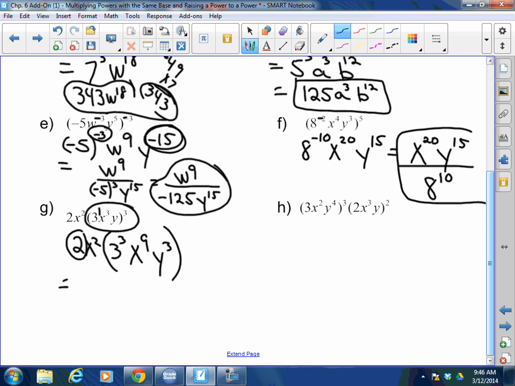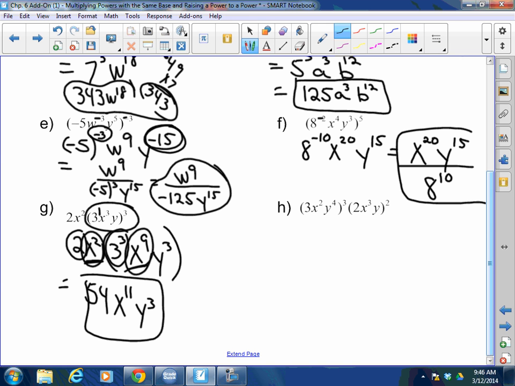First, do the numbers. What's 3 cubed? 27 times 2? 54. Good. Now, x squared times x to the 9th? X to the 11th. And then I have y cubed. Talk to me, please, folks. It's very important that you get this. You're going to be using this pretty much for the rest of the year. Thank you for asking. X squared times x to the 9th. When you have the same base, you add the exponents, sir.